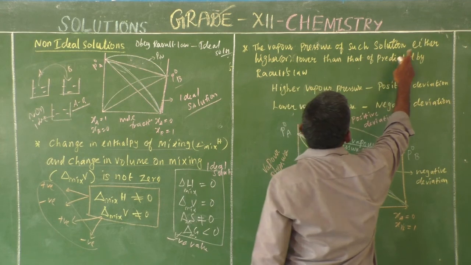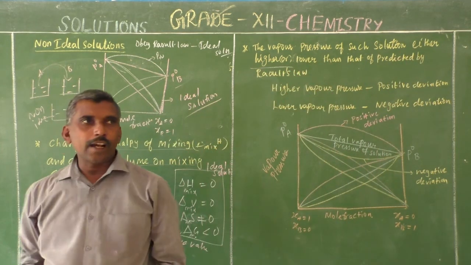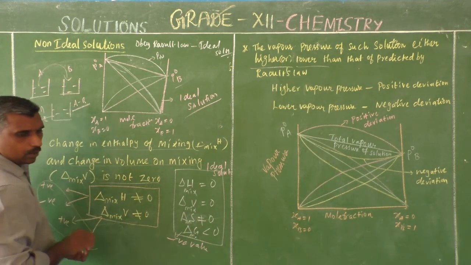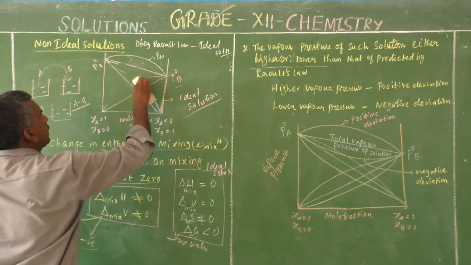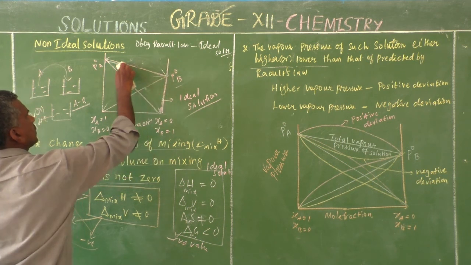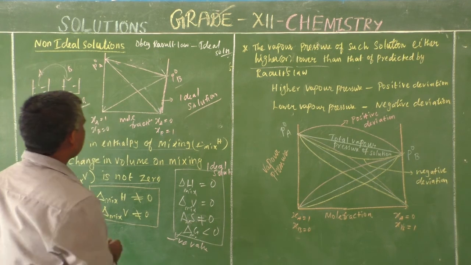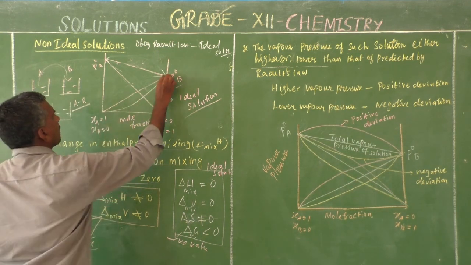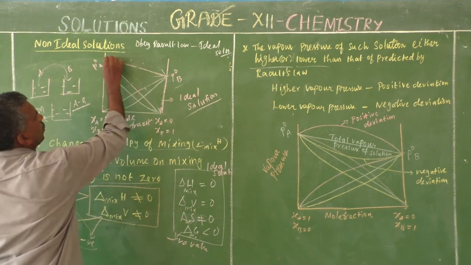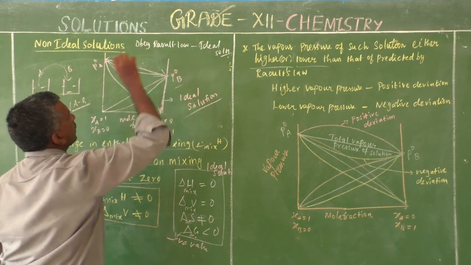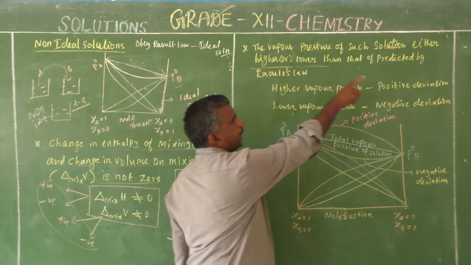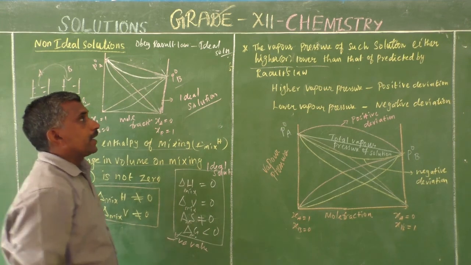The vapor pressure of such a solution is either high or lower. This is the graph of lower values of non-ideal solutions. The vapor pressure of components A and B is decreasing, so the total vapor pressure is lower. So either high or lower, as predicted by Raoult's law.